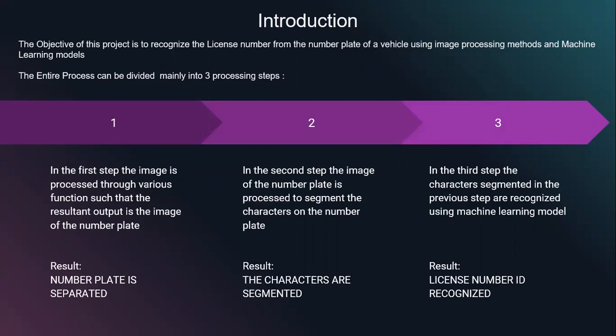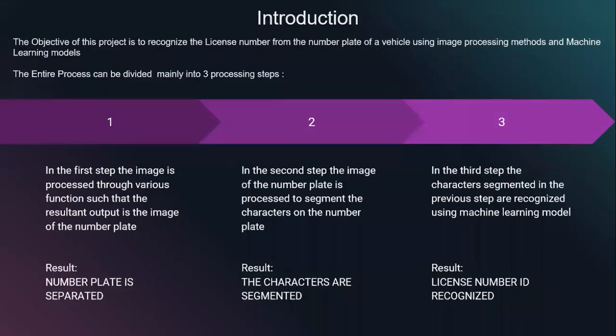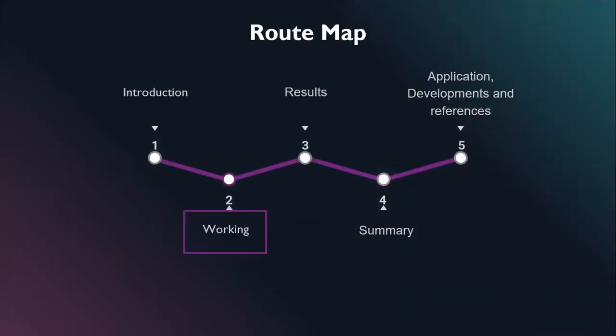The result in the first step is that the number plate is separated. In the second step, the characters are segmented, and in the third step, the license number ID is recognized. So let us go to the second step of the route map, which is working. Let us see about number plate segmentation.